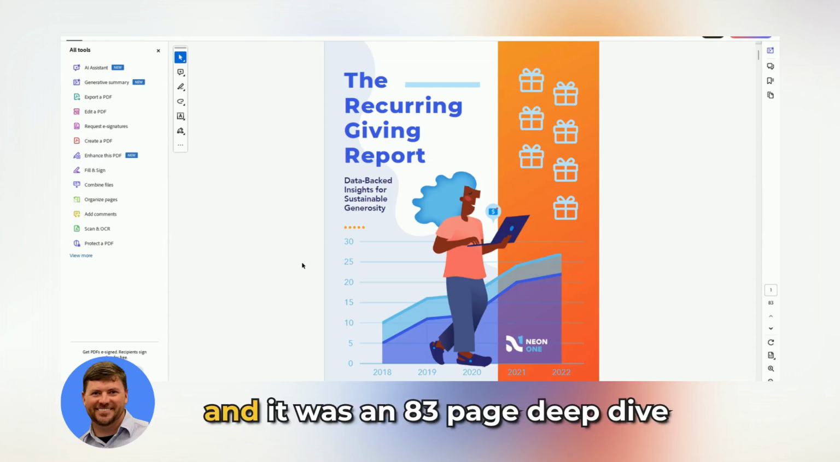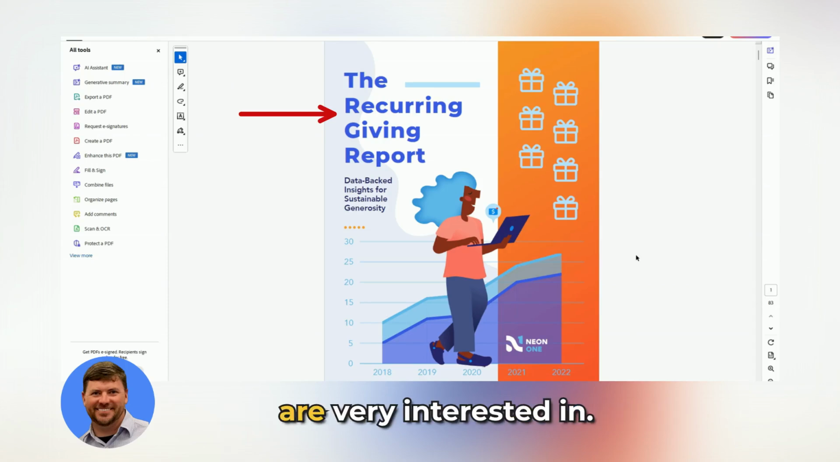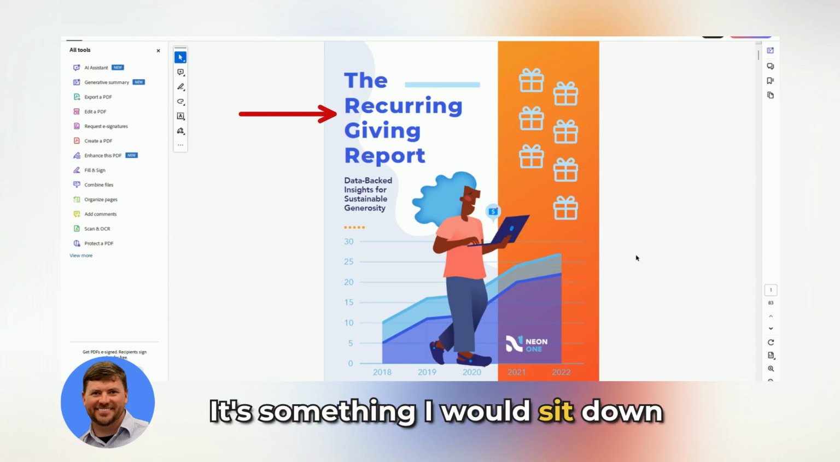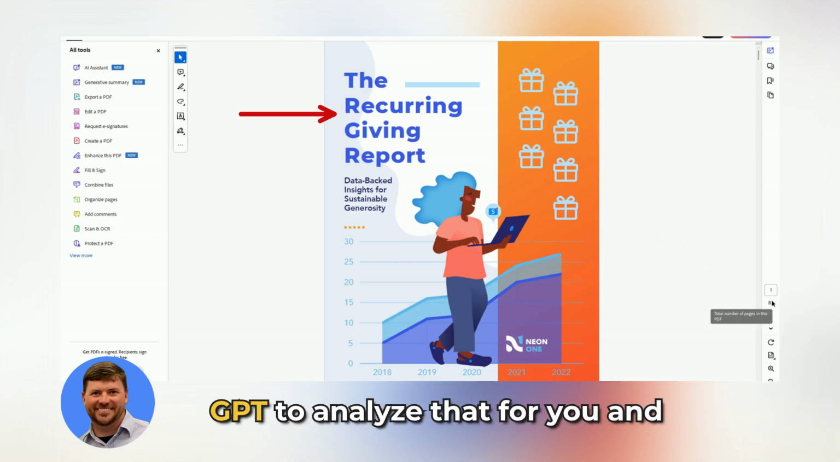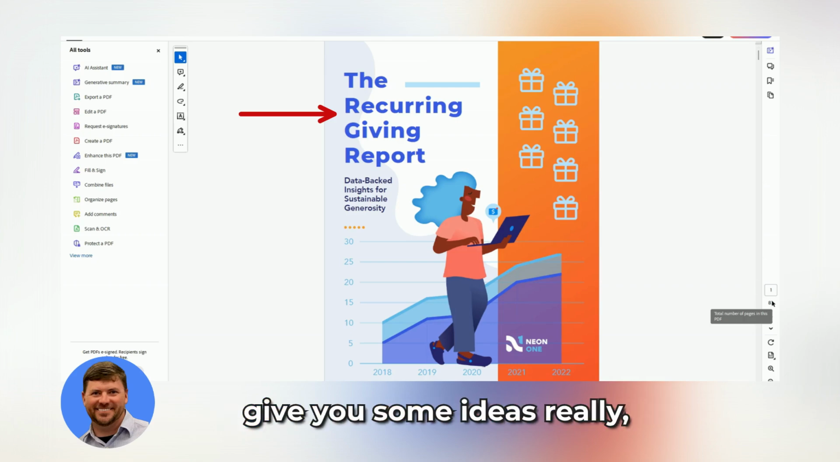Today I got an email, and it was an 83-page deep dive report. Okay, that's something that my clients are very interested in. It's something I would sit down and love to read, but again, it's 83 pages. I don't have that kind of time. So here's how you can use ChatGPT to analyze that for you and give you some ideas really, really quick.